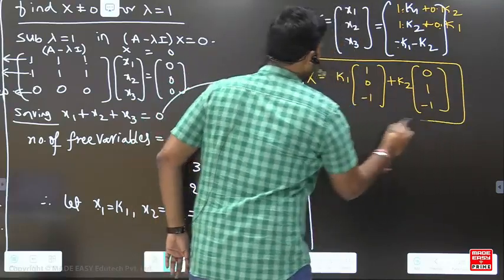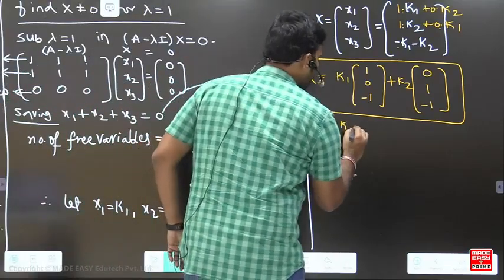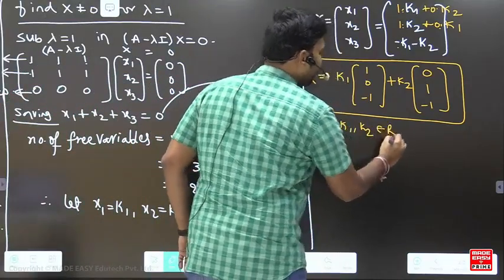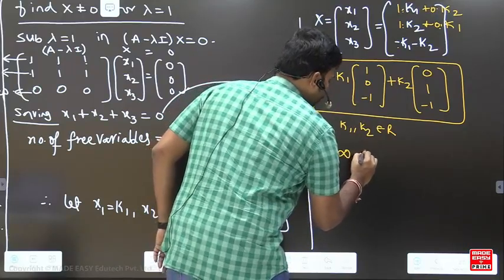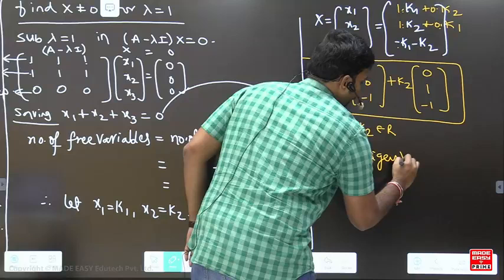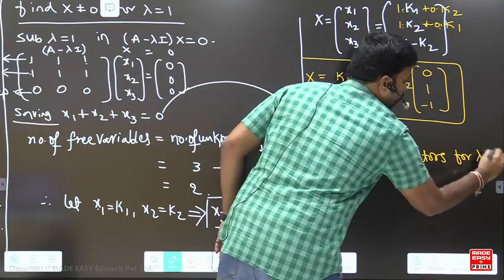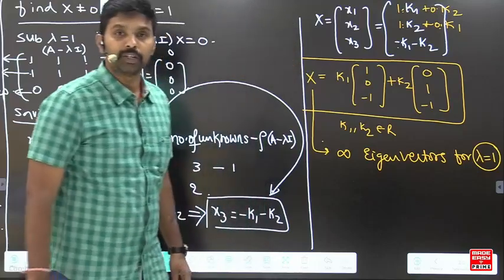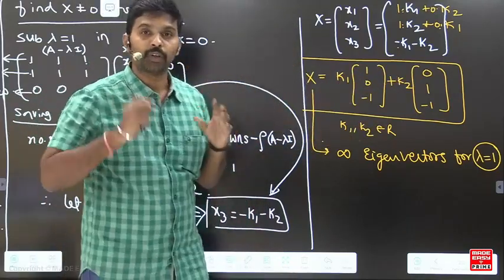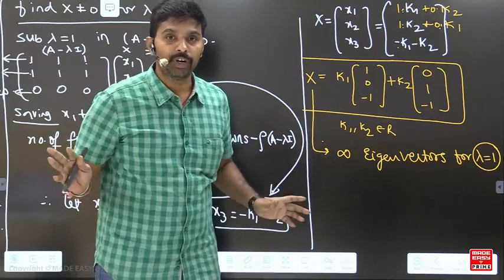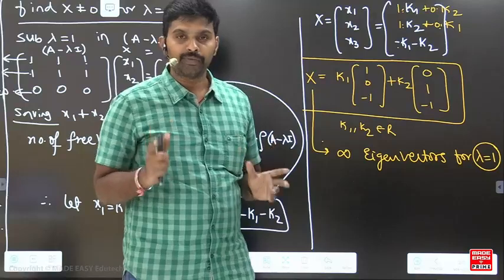So what is this x, my dear? Where k1, k2 belong to R. These are infinite eigenvectors for lambda equal to 1. So we are getting these infinite eigenvectors. Did all of you understand? This is the way you find the eigenvalues and eigenvectors here.